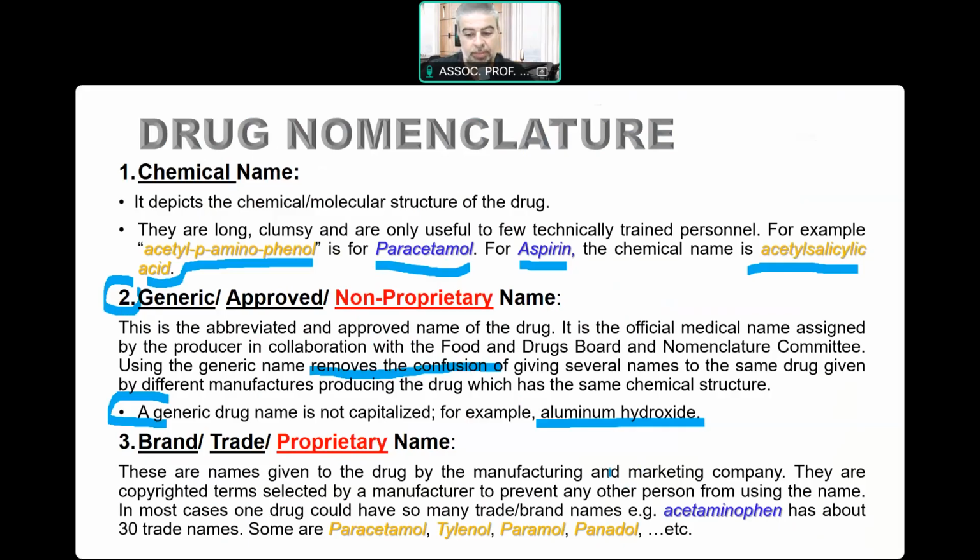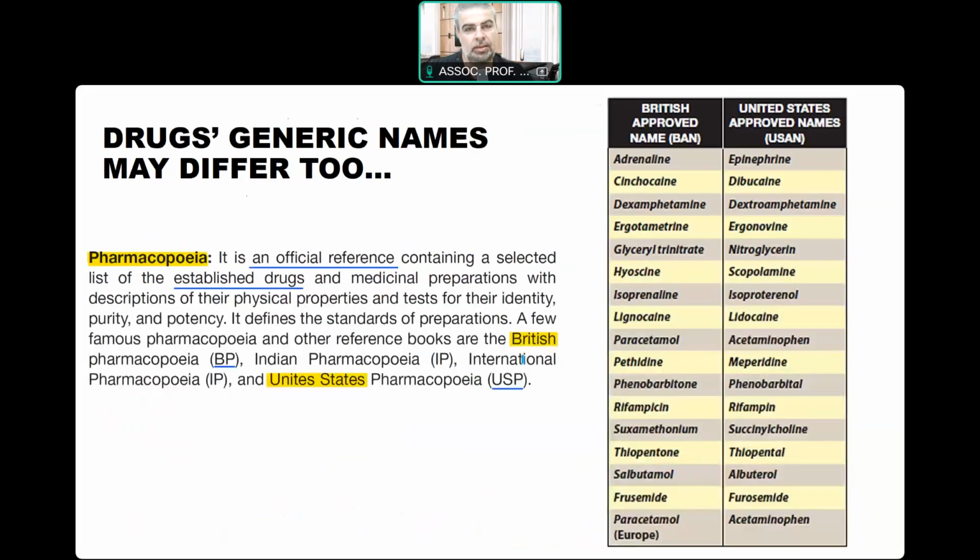For example, paracetamol is commercialized or marketed under the name of paracetamol itself, sometimes Tylenol, and sometimes Panadol. So Panadol, which we saw just now in the previous slide, was one of the trade names, but not the one that we choose in prescription writing and in pharmacology.